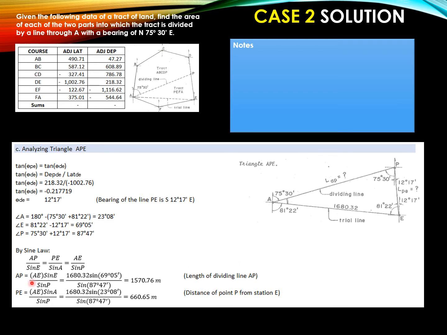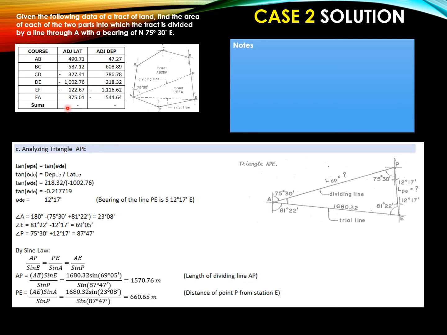So, using sine law, AP over sine E, PE over sine A, AE over sine P. So, cross multiplication, we will get the AP as 1570.76 and as well as PE is 660.65. So, AP is the length of the dividing line.